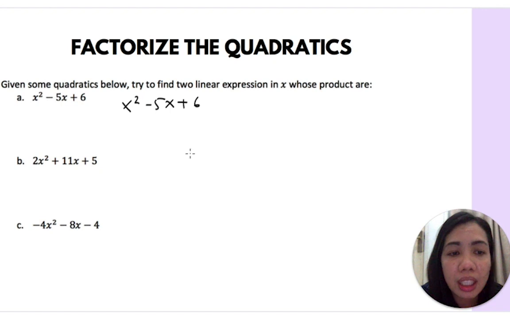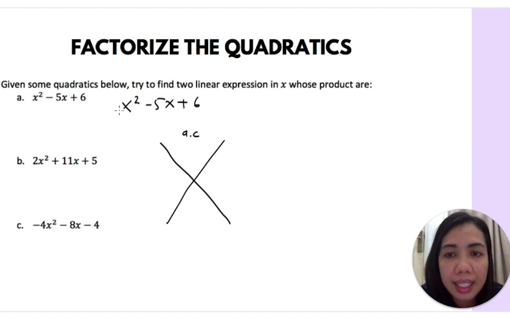How to solve that? Commonly, first thing first, I will make this x first. Okay, and then in the upper part, I'm gonna put the value a times c, where a is the constant in front of the x squared variable. The constant in front of x squared is 1, and c is 6. So 1 times 6 is 6. I put it in here. And in here I'm gonna put the value of b, which is minus 5.